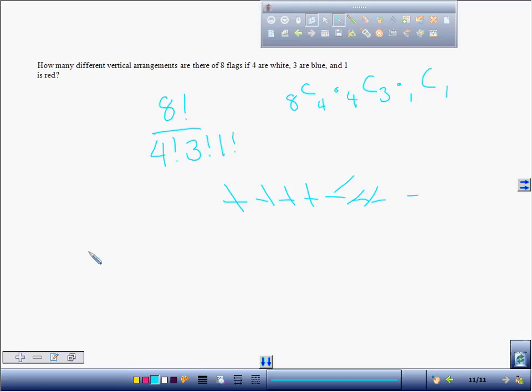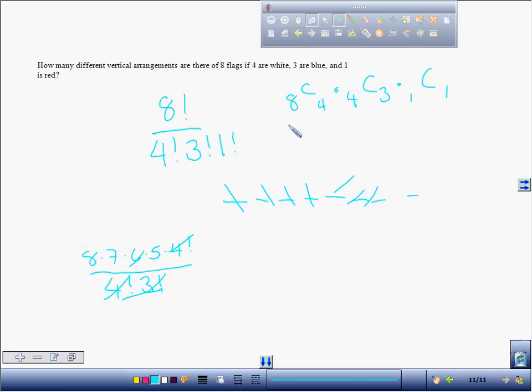I could show you that that's true. 8 times 7 times 6 times 5 times 4 factorial over 4 factorial times 3 factorial, right? 8 times 7 times 6 times 5 times 4, and this cancels out, and the 3 cancels with this, and I get 8 times 7 times 5.